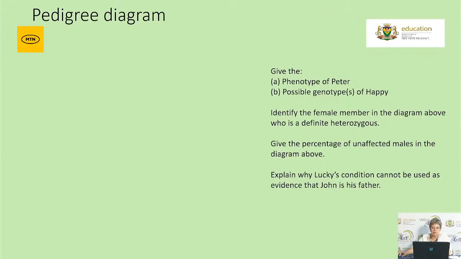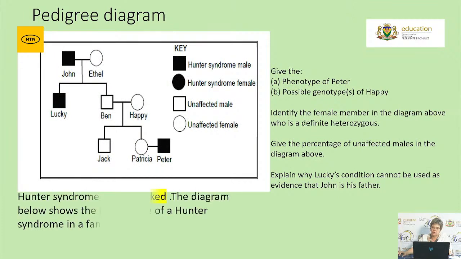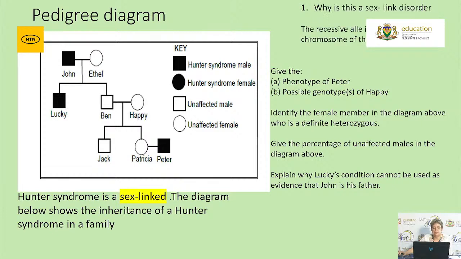Then if I look at pedigree diagrams, pedigree diagrams is something that you must practice a lot. But let us see, if they ask a pedigree diagram on sex linkage, so they indicate to us Hunter syndrome, the affected ones are the black ones and the unaffected ones are white, and the squares are males and the circles are females. They don't have to give us a key, it's not necessary, so they can leave out the key. And then we must know that squares represent males and circles represent females.